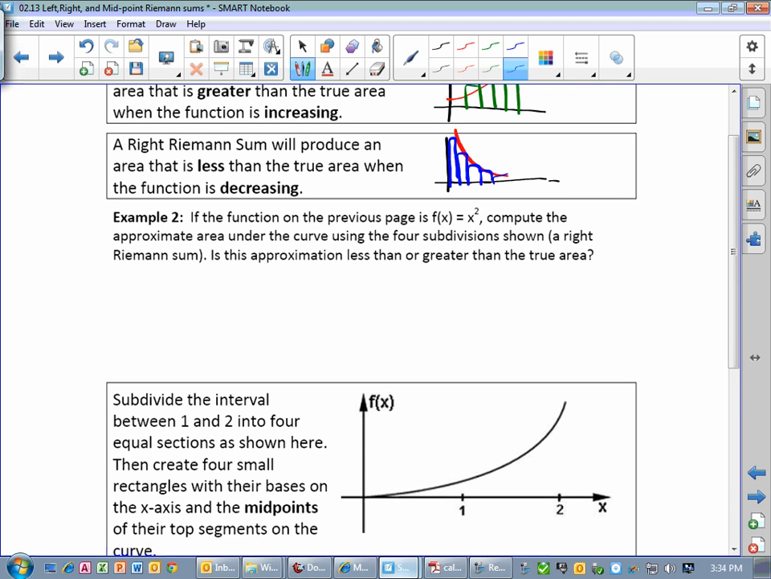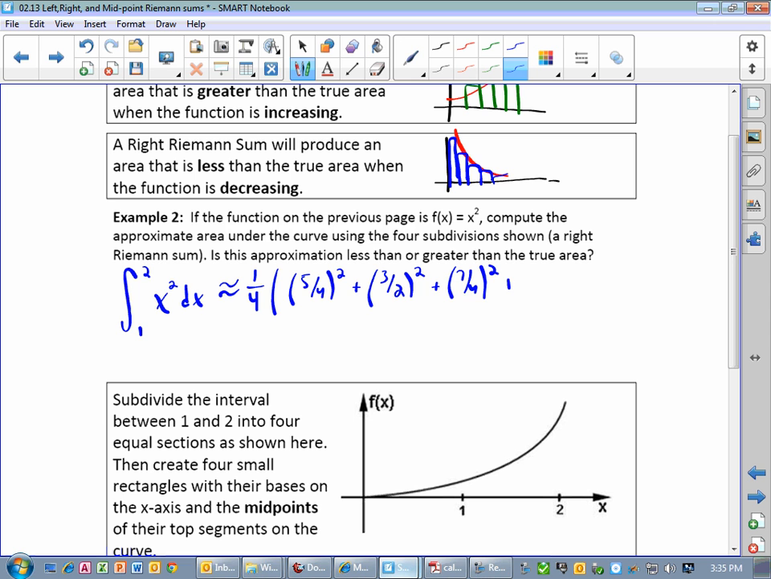So, same idea. Let's say this previous function was x squared. We want to compute the right Riemann sum. So the integral from 1 to 2 of x squared dx is approximately, so again, what we're really doing here is approximating the definite integral using areas of rectangles. And so we've got that 1/4 times. Now the first value we plugged in was not 1 this time, but 5/4. So we'll have 5/4 squared plus 3/2 squared plus 7/4 squared plus 2 squared.